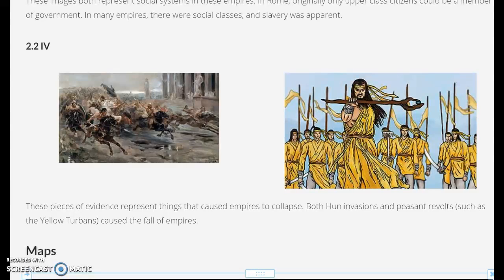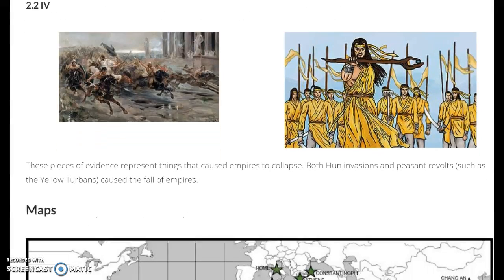For the last Roman numeral, you can see evidence of what caused the fall of these dynasties. For the first one, you can see a Hun invasion, and those caused external pressure, and you'd have to build up your military, and even so they would come and take the land, and that would cause their empire to collapse. And then the second one would be peasant rebellions, like the Yellow Turbans. The Yellow Turbans were a peasant rebellion in the Han Dynasty in China, and they had economic problems, and it partly caused the fall of the Han Empire.